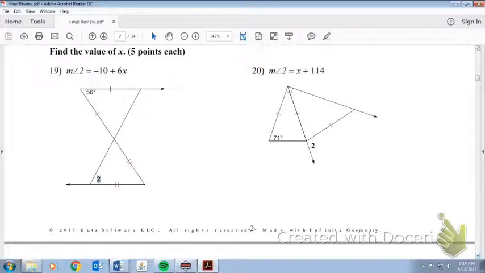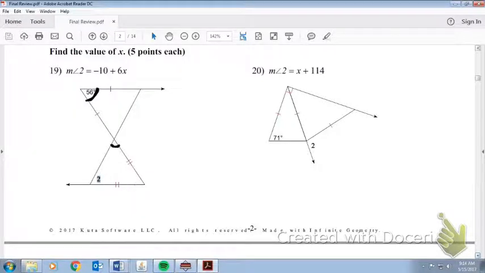Now in each one of these, you're given the measure of an angle. So here we have angle 2 for 19 equals negative 10 plus 6x, which means that we need to solve first for the measure of angle 2, plug that back into our equation, and then we can solve for x. So how are we going to do this? We look at that 56 right there.